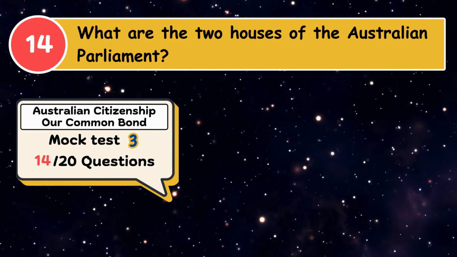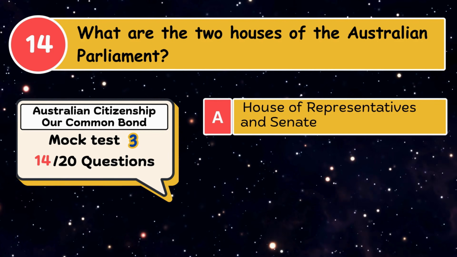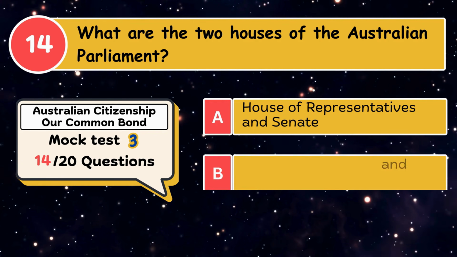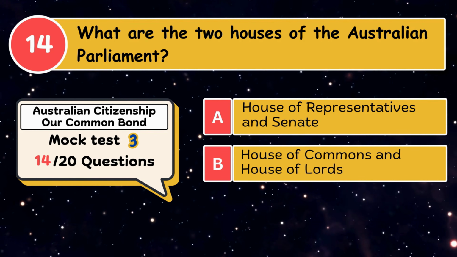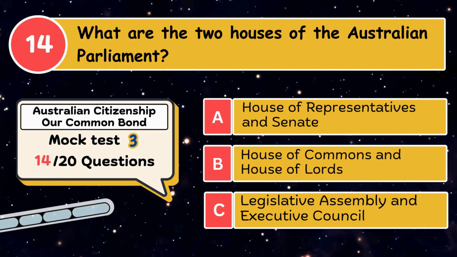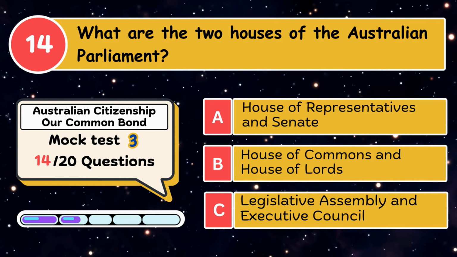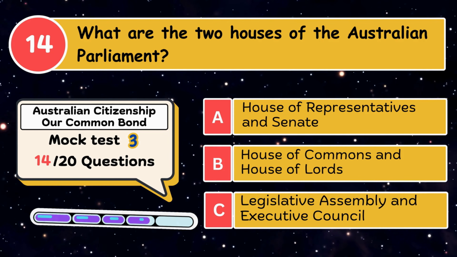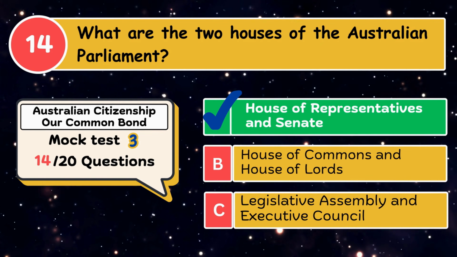What are the two houses of the Australian Parliament? A. House of Representatives and Senate. B. House of Commons and House of Lords. C. Legislative Assembly and Executive Council. The correct answer is House of Representatives and Senate.